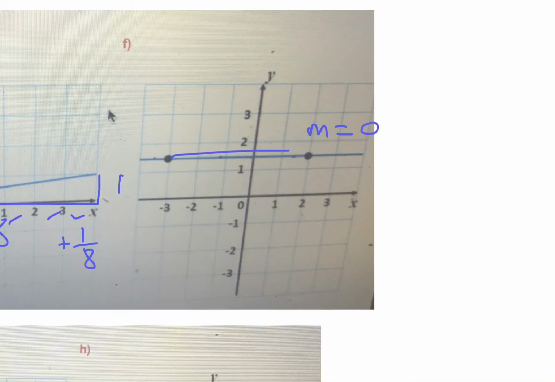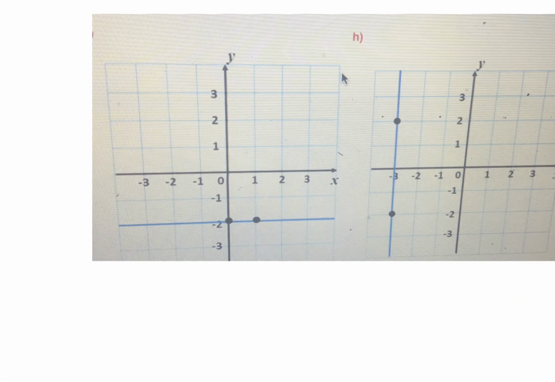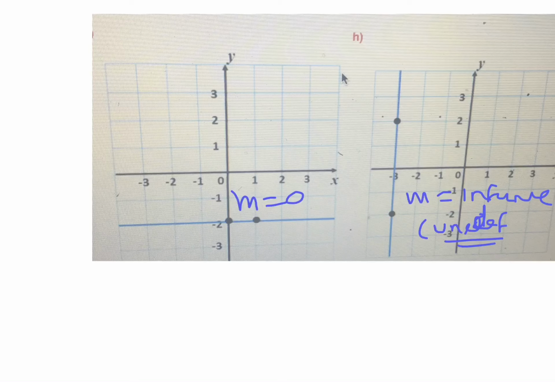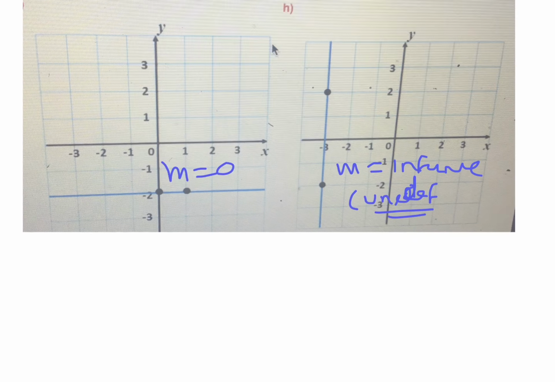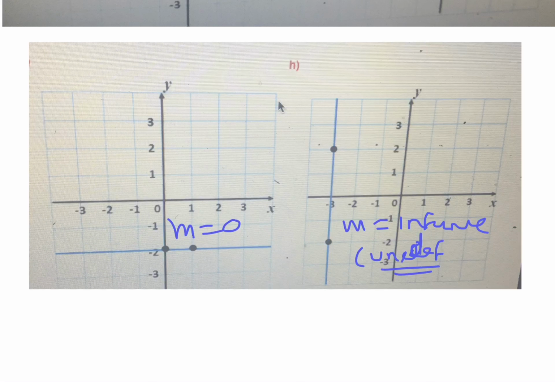Here, the gradient is 0 because it's flat. This one, the gradient is 0 because it's flat. This one, the gradient is infinite, or it'll be undefined, because you can't actually define infinity in a way. You never actually reach infinity, because I can always tell you one more number that is bigger than infinity.